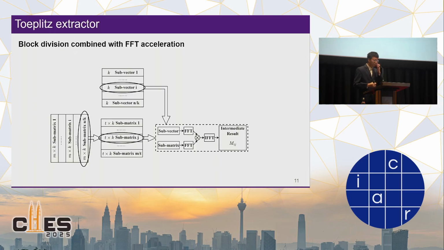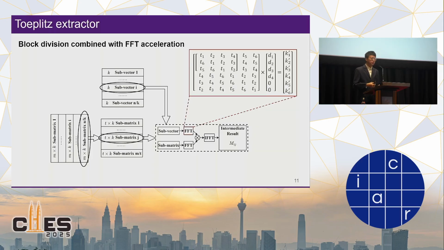We can use block division combined with FFT acceleration to improve the throughput. We divide the large Toeplitz matrix into smaller submatrices by rows and columns, and chunk the input vector in the same proportion. We just need to multiply an m by k submatrix and a k by 1 subvector each time. Then we can use FFT to accelerate, and we join and accumulate all the intermediate results to get the final output.